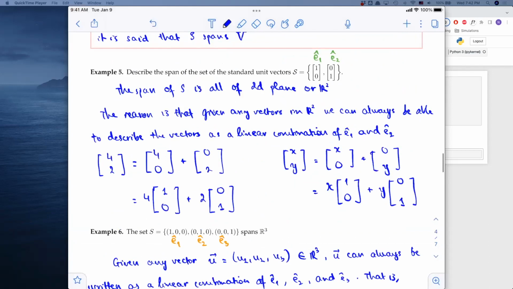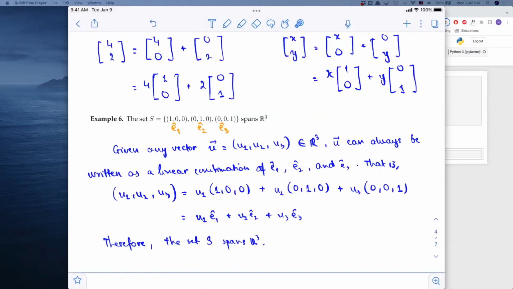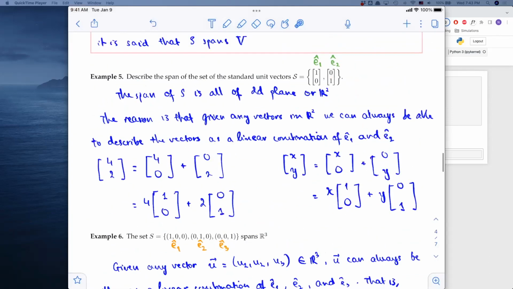Again, the standard unit vectors are the vector in the x direction and the vector in the y direction. In the case of three-dimensional space, this is the unit vector in the x direction, the unit vector in the y direction, and this is the unit vector in the z direction, right? And the set consisting of standard unit vectors spans the entire R3, or in the previous case, the set spans the entire R2.